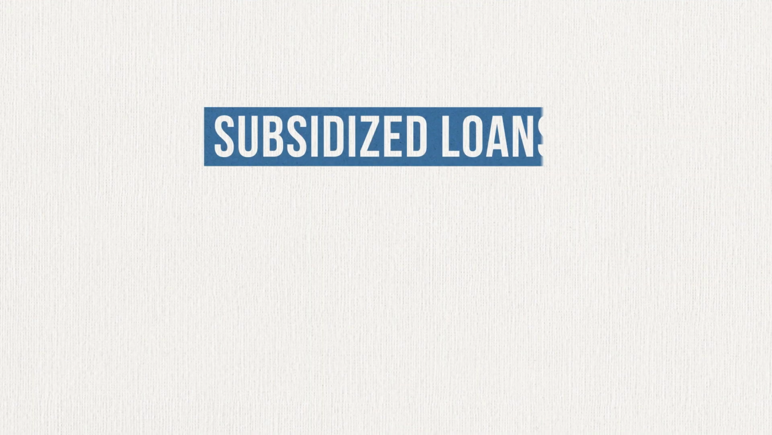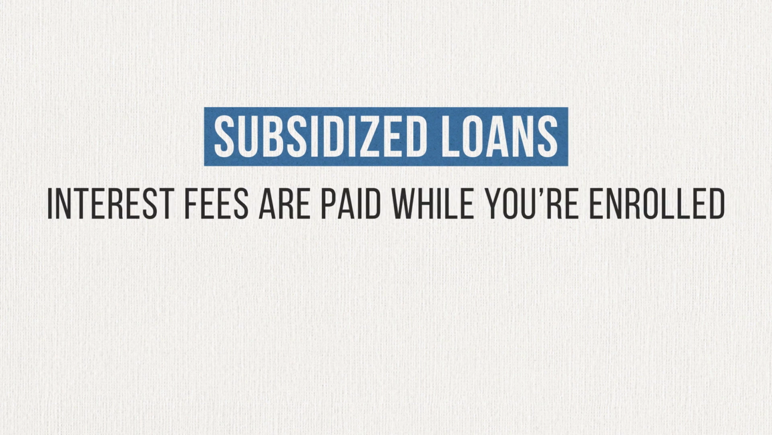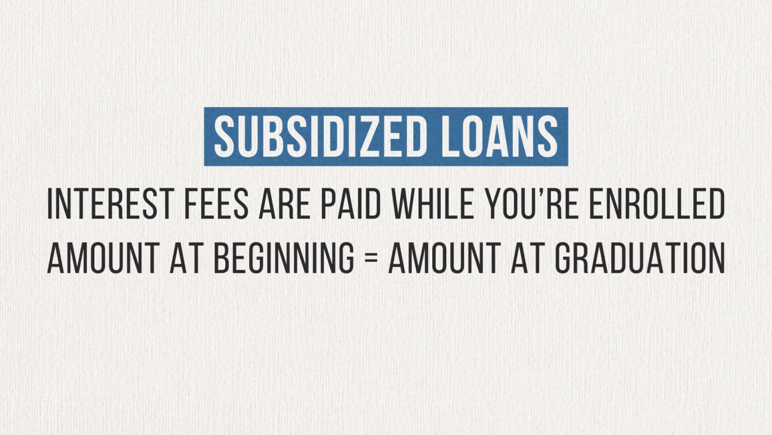Thankfully, the federal government offers something called a subsidized loan. For subsidized loans, the federal government pays those interest fees for you while you're in school. This way, when you graduate and begin to pay that loan back, the total amount you owe on the loan will be equal to the amount you originally borrowed. There won't be any interest fees added that have been piling up while you were in school.